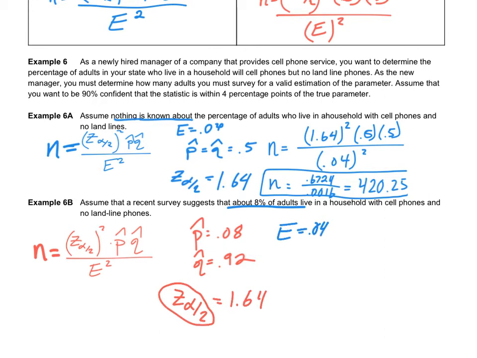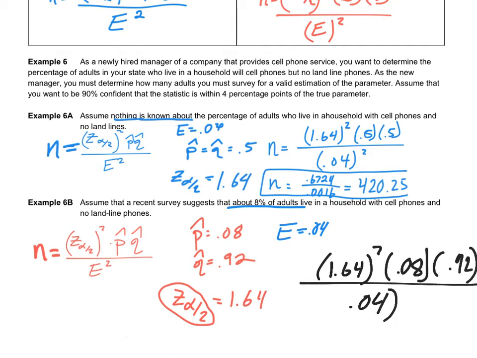Don't know why that changed colors on me, but it did. Go ahead and type in all these values into the equation. I'll go ahead and write it out one time right here. It's going to be 1.64 quantity squared times 0.02 times 0.08 times 0.92, all divided by 0.04 quantity squared.